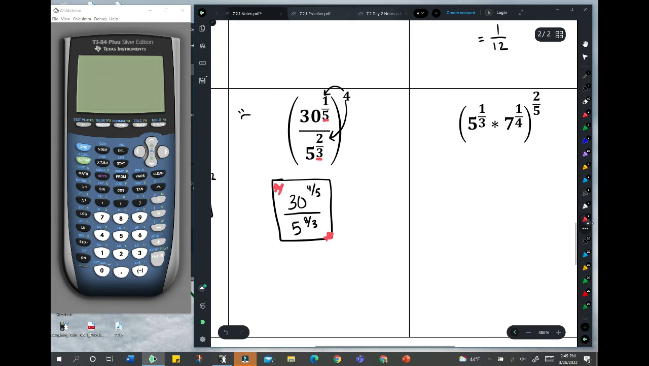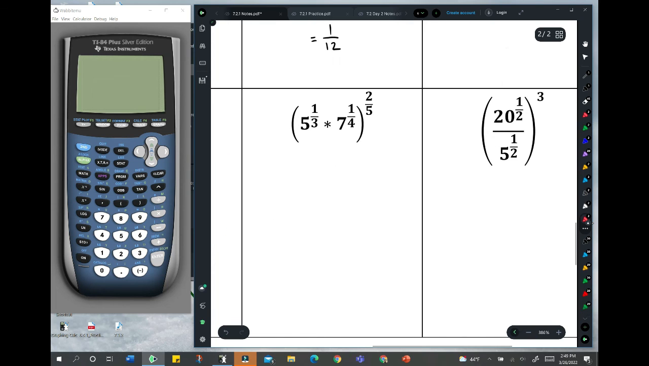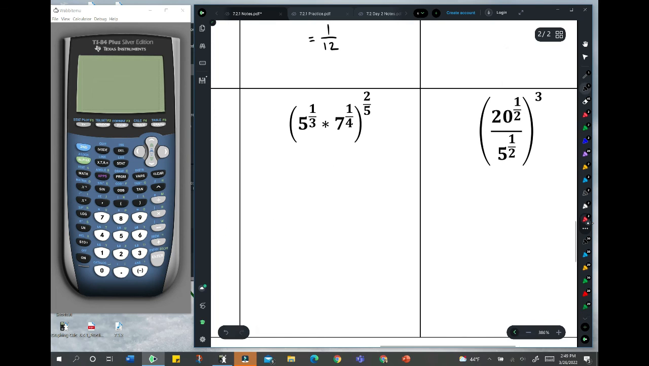Two more. I invite you, if you want to take on the challenge yourself, you can. I'll go through them. We're going to distribute. See if anything fancy happens. The only fancy stuff is 7 to the 1/10 and 5 to the 2/15.